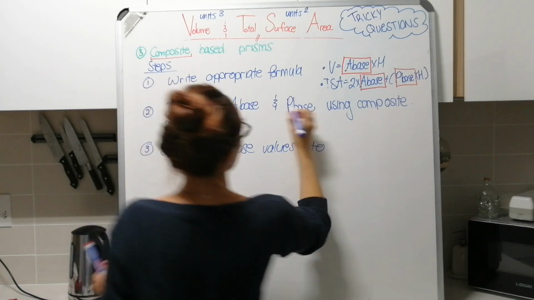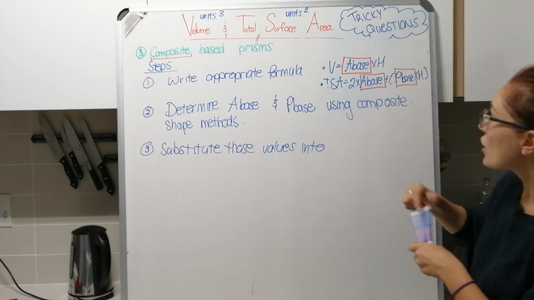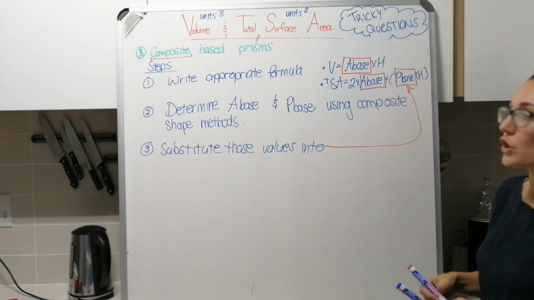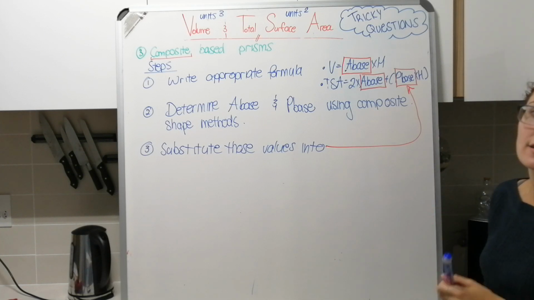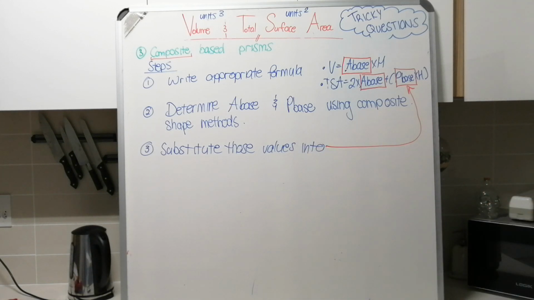Once you've determined the area of your base and the perimeter of your base, you substitute those values into those formulae depending on what the question wants. You stick it in your calculator, you get your answer. So it's only 3 steps, but I promise you when you do it, it seems like a lot more than 3 steps. It is a tricky question, so I'm going to go ahead and pause you there. We'll do an example. I think maybe we should do 2 examples of this.